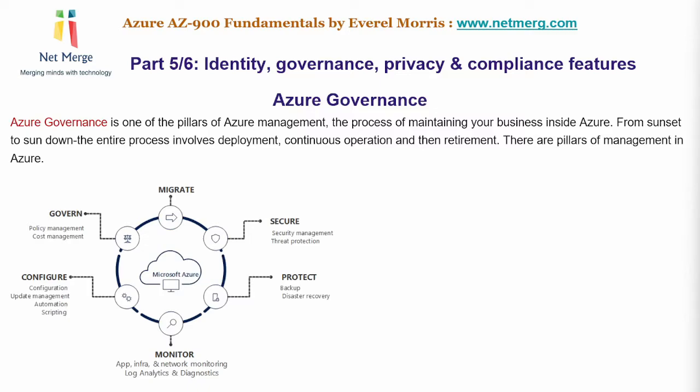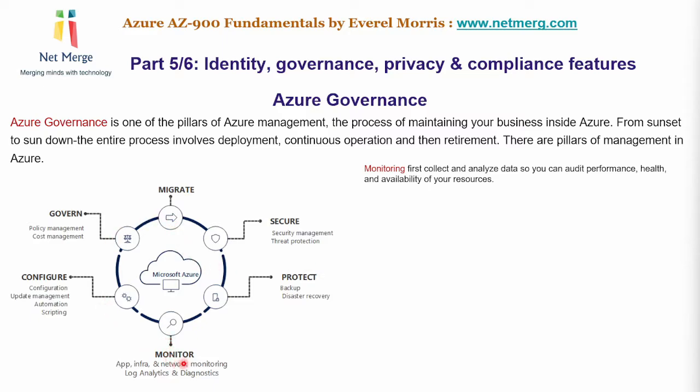This is a general overview of the broader Azure governance structure. So Azure governance is one of the pillars in Azure management. It is the process of maintaining your business inside Azure, from the moment you decide that you're going to be using Azure, through deployment and continuous operation, all the way until you retire the particular product that you're using in Azure. So there are a couple of pillars that you want to consider in Azure, and we want to go over them using this particular diagram.